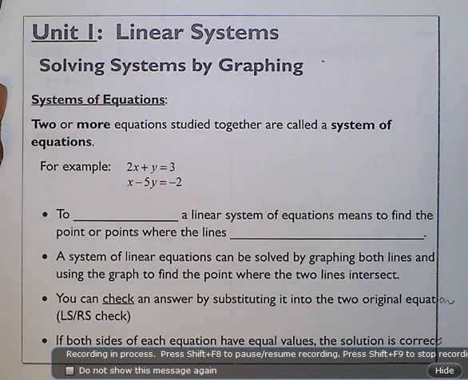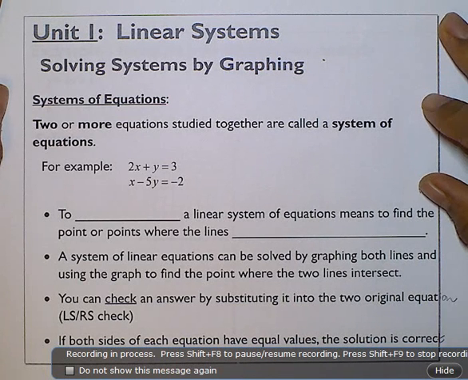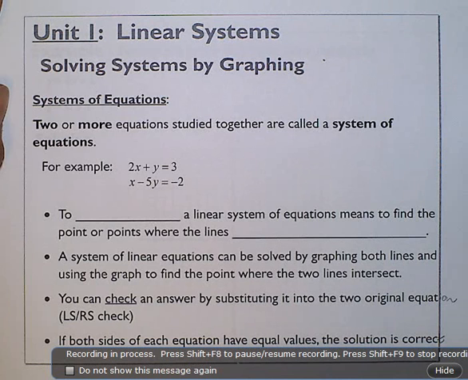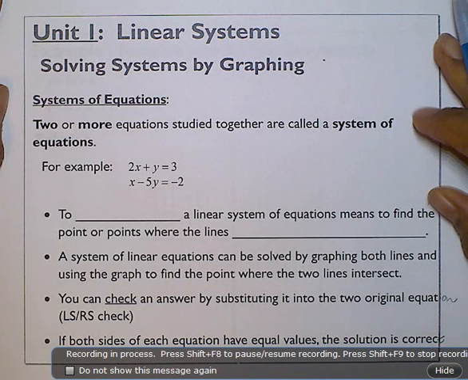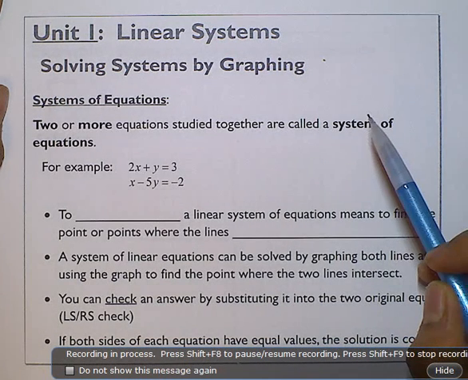Okay, so our first unit is called Linear Systems, and the first lesson of that unit is called Solving Systems by Graphing. So here I will go through just to give you a little bit of introduction as to what is a linear system, how do you solve a linear system, and we'll go through a few examples to help you understand that concept. Alright, first of all, in grade 9, you've studied linear equations.